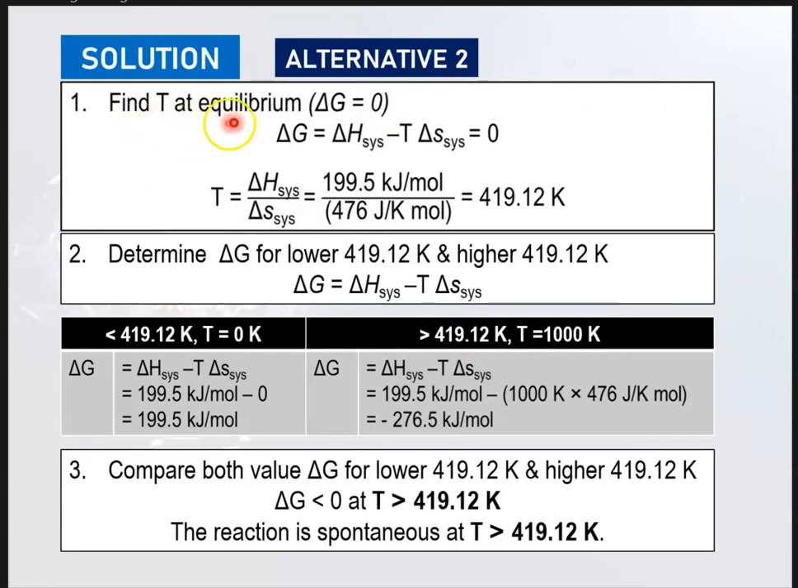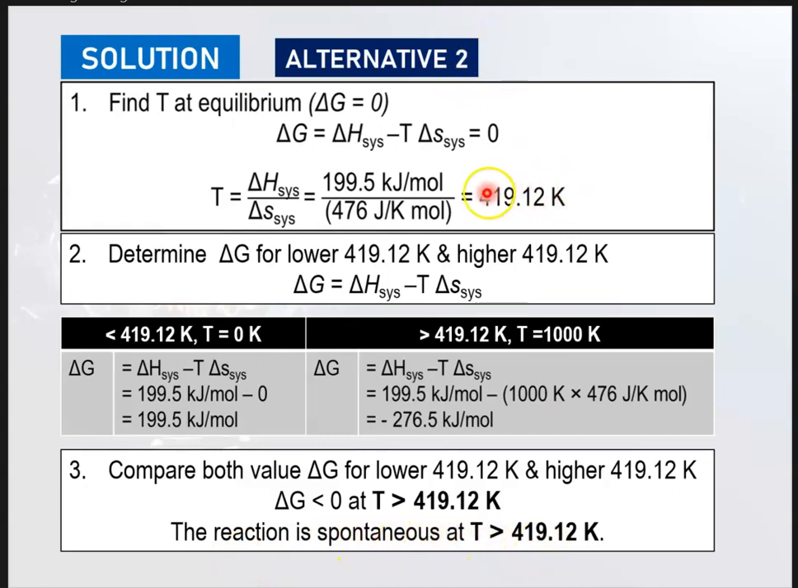First, we find the temperature at equilibrium, where delta G is equal to 0, which is 419.12 Kelvin. Determine delta G for lower than 419. So, you ambil je lah satu. Sekejap. This is for lower temperature. This is for higher temperature. So compare both values of delta G for lower and for higher temperature, and the reaction is spontaneous.